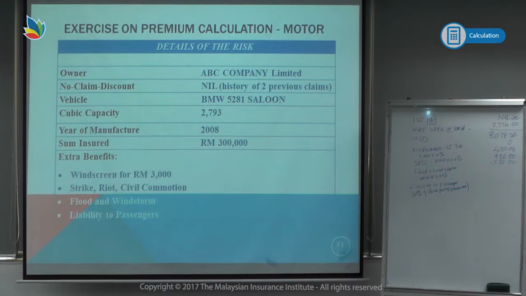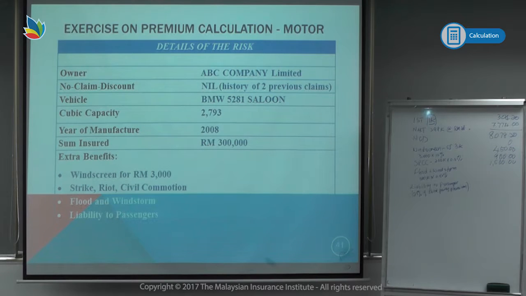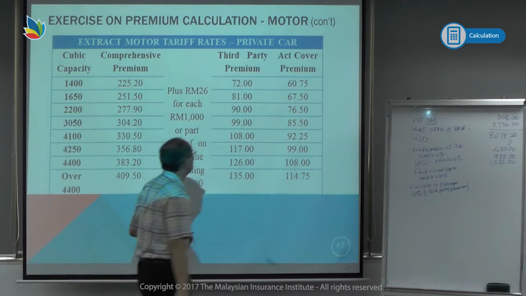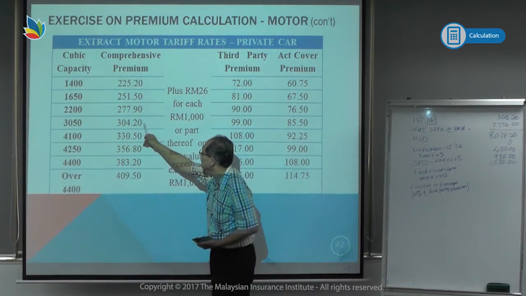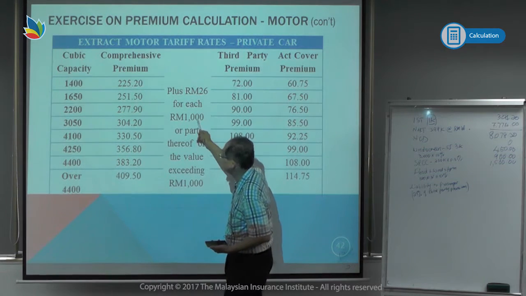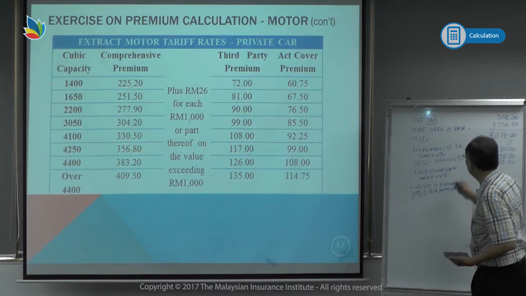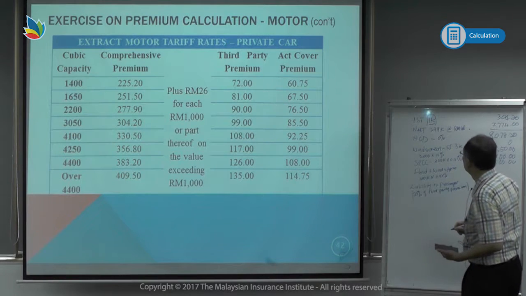Okay. Third, liability to passengers, so it's based on the third party premium. Tariff is 99 ringgit. Okay, you take from here. Third party premium, yes, 99. Okay, the first 1,000 is here, then your subsequent 299,000 you have to take from here at $26 per thousand. Then the no claim discount is 0%.